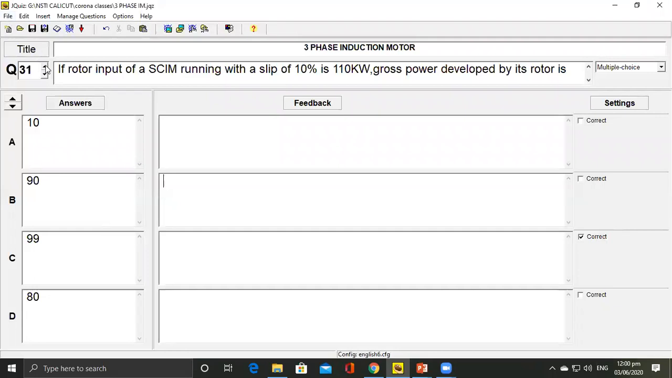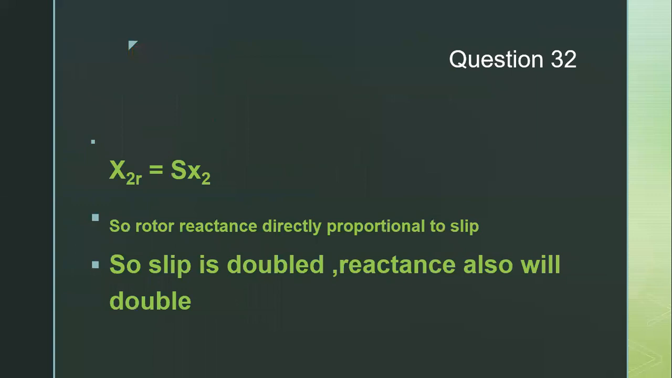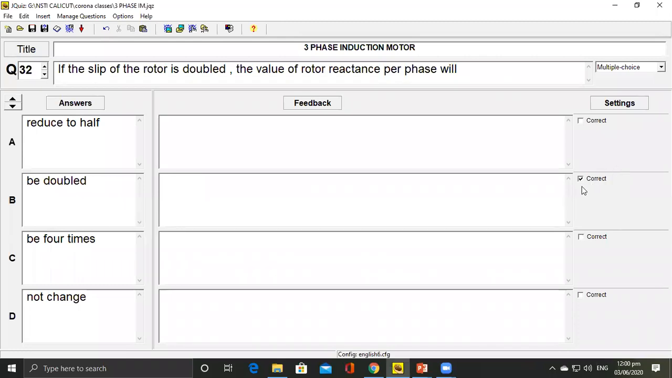Okay, so there is the next question. If the slip of the rotor is doubled, the value of rotor reactance per phase will be: option A reduced to half, B doubled, C 4 times, D not changed. We already discussed this in one question. You know that running reactance is equal to S into standstill reactance. So rotor reactance is directly proportional to the slip. When the slip is doubled, rotor reactance will also be doubled. That is the only equation you need: X2r is equal to S into X2. So the answer will be B, doubled.